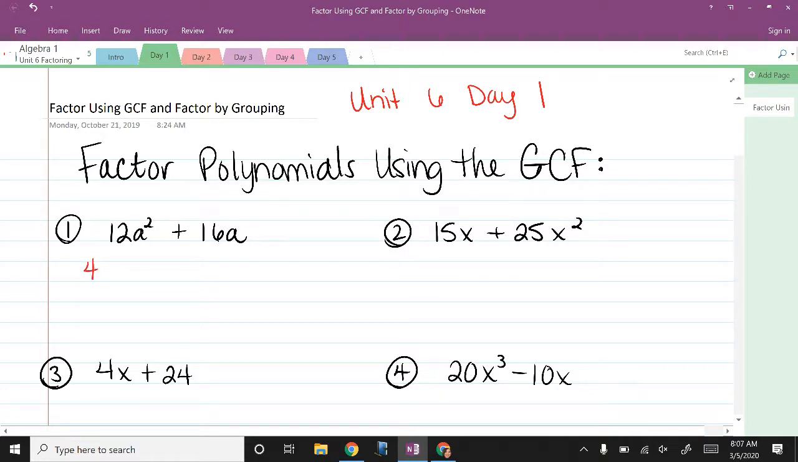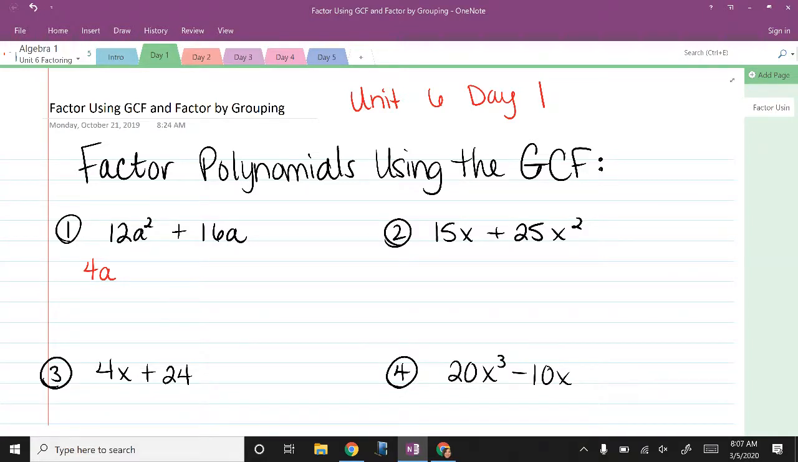So you're going to write a 4. And then what do both terms have? An a. What is the smallest? a. So you're going to write down 4a. So that is the GCF, right? So we are basically factoring out the GCF.